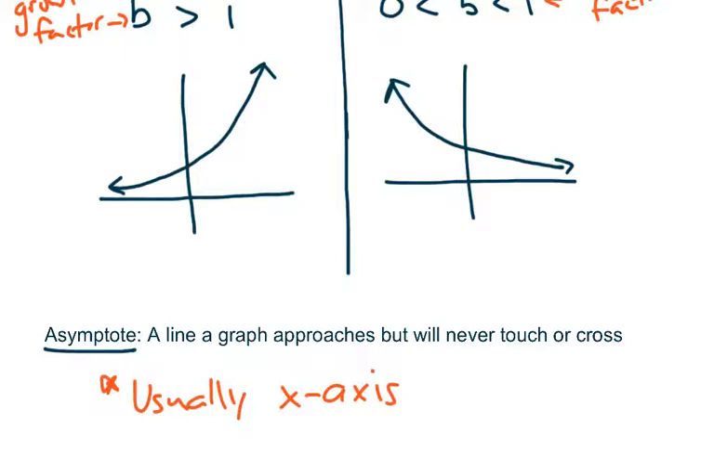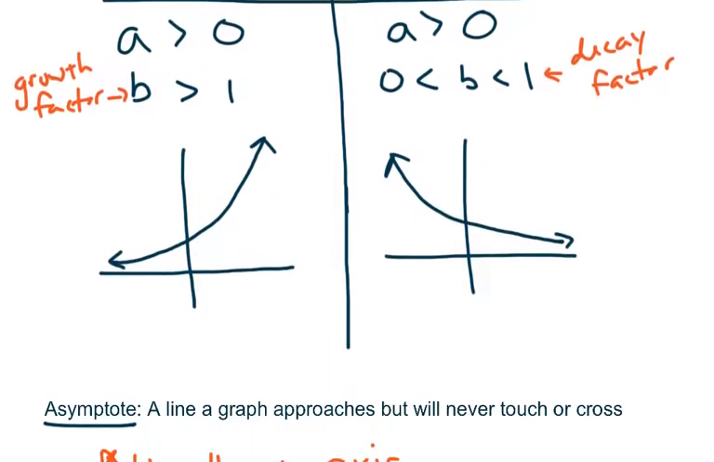But if we're not doing any vertical translations, then the asymptote is usually the y-axis. So as we go to the left on the growth function, we're going to get really, really close to the x-axis, but we will never cross it. As we go really, really far to the right on the decay function, we'll get really, really close to the x-axis, but again, we will never touch it or cross it. So that's kind of a basic overview of exponential growth and decay functions.